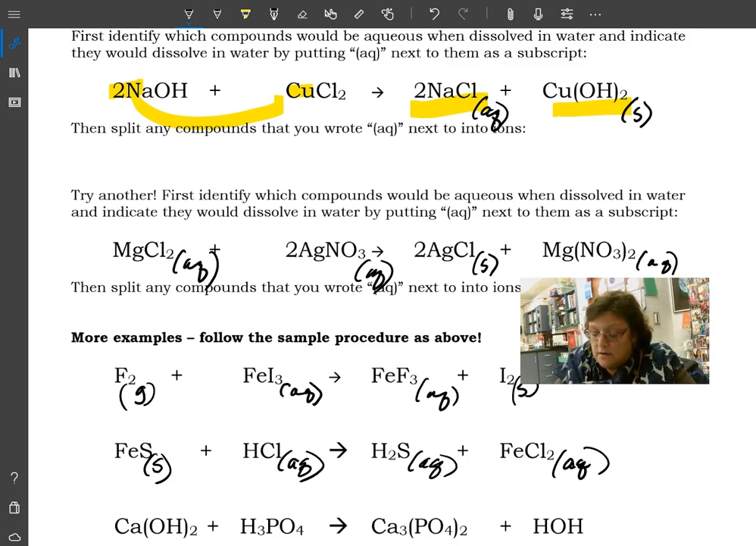The last one on here, calcium hydroxide. Hydroxides are usually insoluble. The exception is the big three on the alkaline earth metals, so this one should be soluble. Phosphoric acid, of course, is soluble. Calcium phosphate will be insoluble. And of course, water is just going to be H2O. This is an example of an acid-base neutralization reaction. All right, we'll be doing some more of this in class.